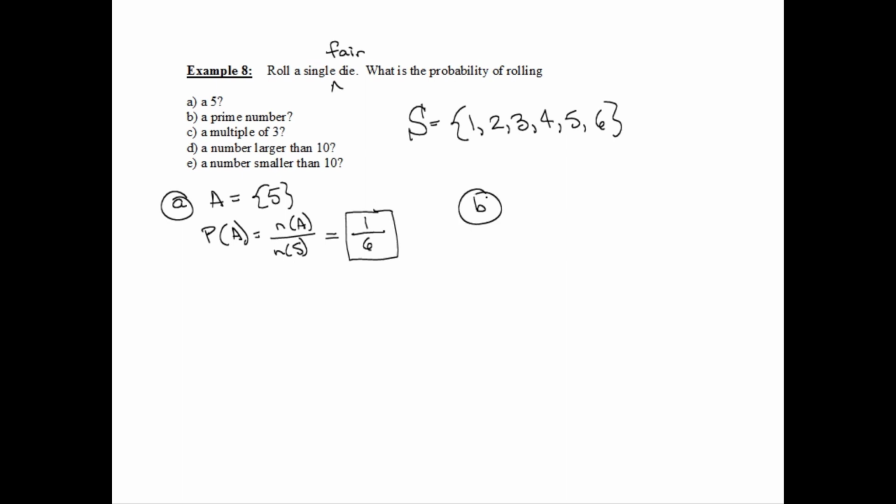Okay, let's look at the prime numbers. What prime numbers are there? 2, 3, 5. Remember, 1 is in a category of its own. It's considered neither a prime number nor a composite number. And so here, the probability of B will be 3/6, or 1/2.